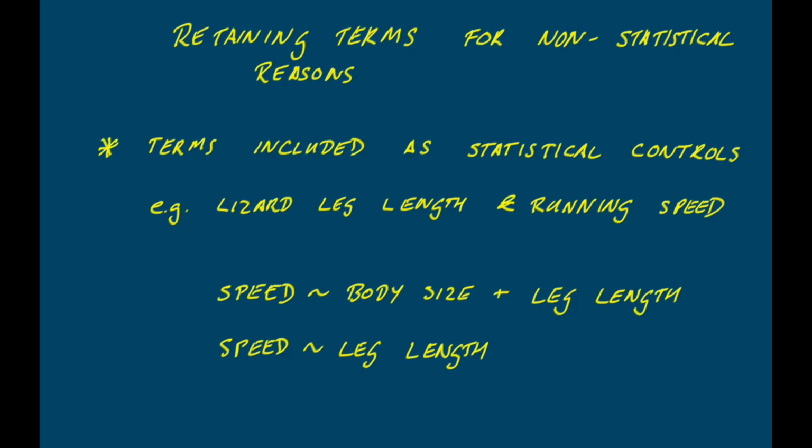The second model, which doesn't include body size, is telling us the absolute effect of leg length. So it's telling us whether lizards with long legs run faster or slower, but we're not worried about their body size. So those two things are telling us very different things. And if I were doing this experiment and I were interested in the effect of leg length, I would probably want to keep body size in my statistical model, whether or not it was significant, because I'm more interested in the effect of relative leg length than the effect of leg length overall. So we might want to retain terms in our model as statistical controls in that way.